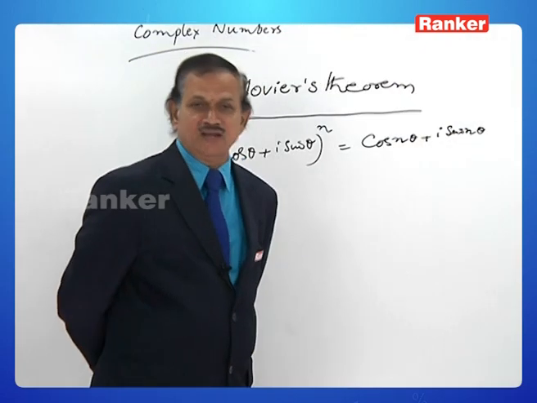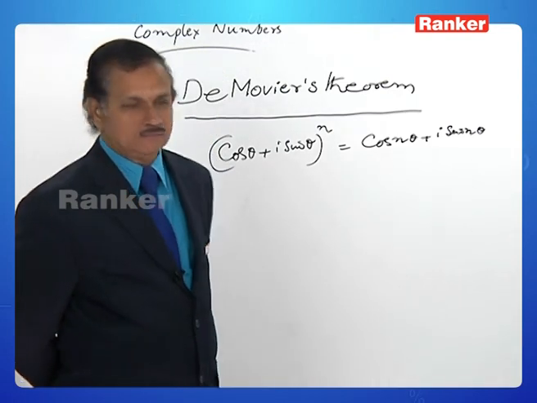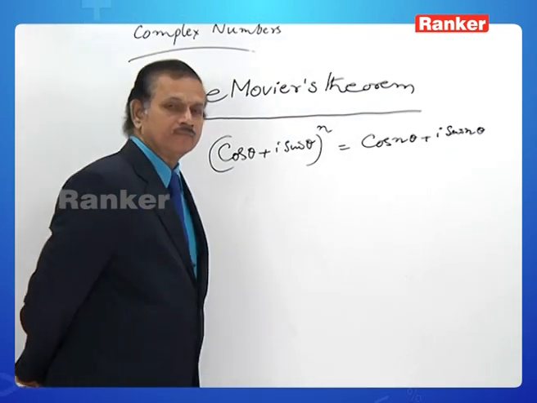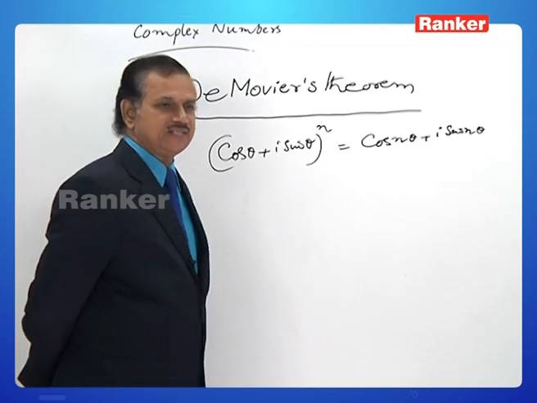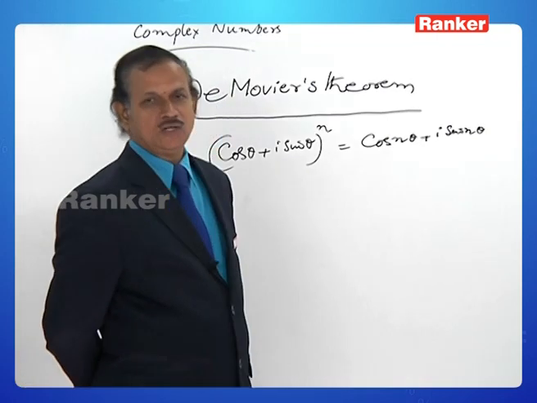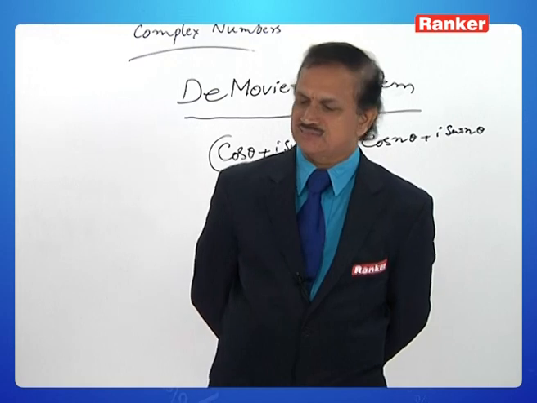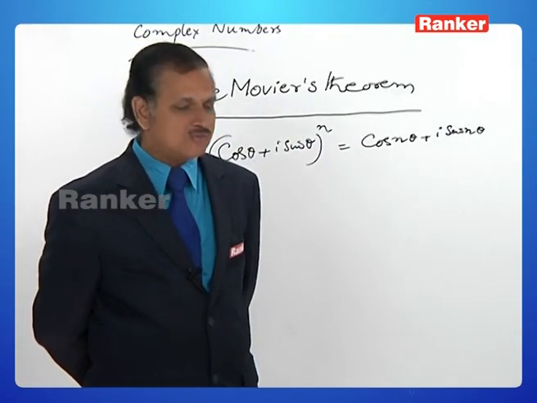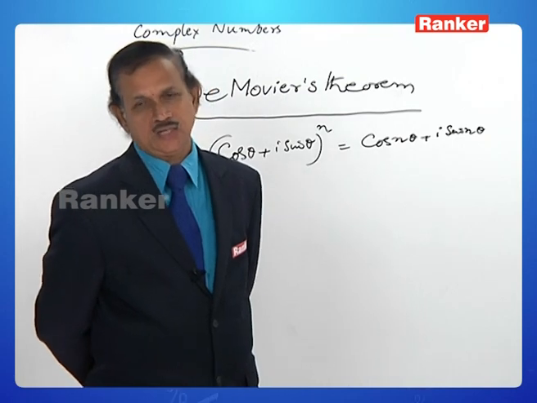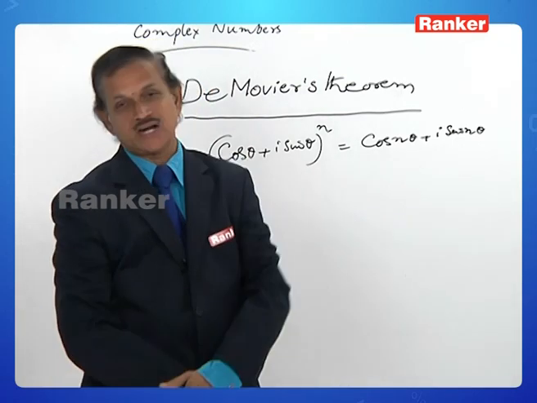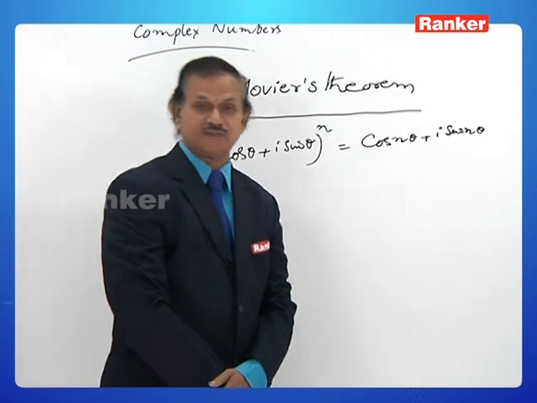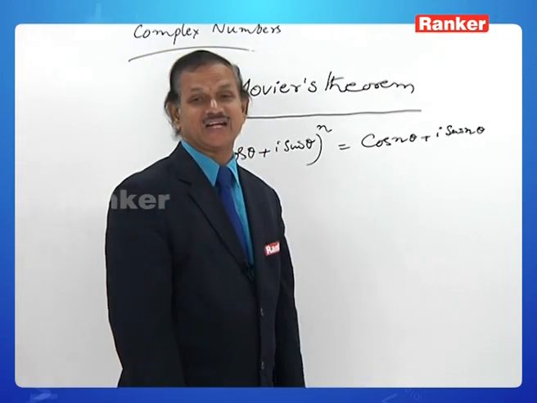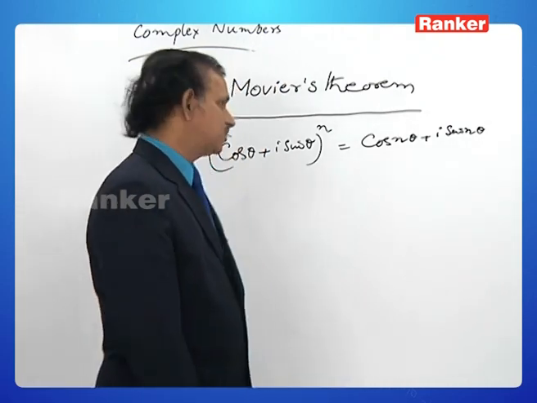If theta is a real number, De Moivre's theorem says that cos theta plus I sin theta whole to the power of n is equal to cos n theta plus I sin n theta. This has been proved in almost all the cases of n. If n is a positive integer, it is correct. If n is a negative integer, it is correct. If n is a rational number, also it is correct.